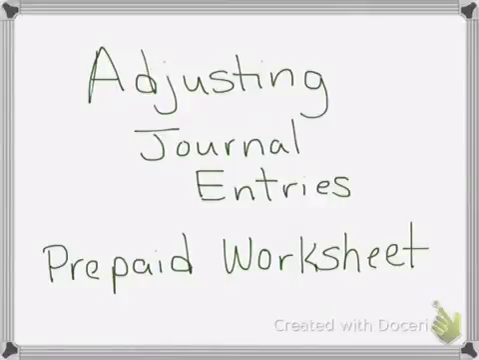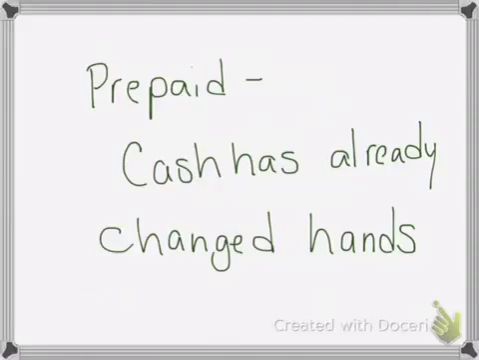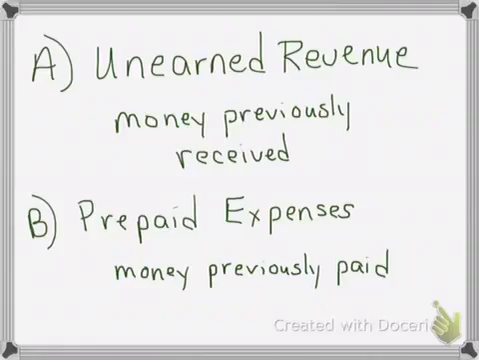This is the Adjusting Journal Entries Prepaid worksheet. Now, when we look at prepaids, these are things where cash has already changed hands. So when we're looking at these prepaids, cash has already changed hands previously when we get to this point. There are two types of prepaids that we can have. We have unearned revenue, and then we have our prepaid expenses.